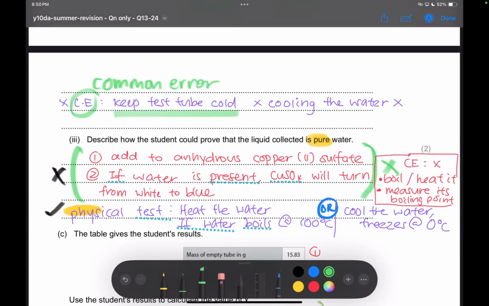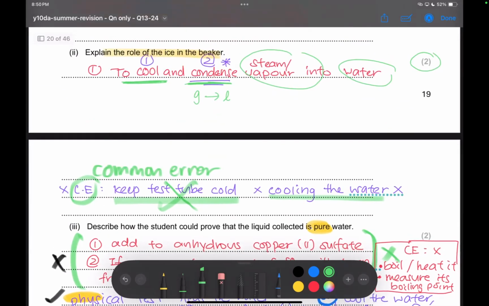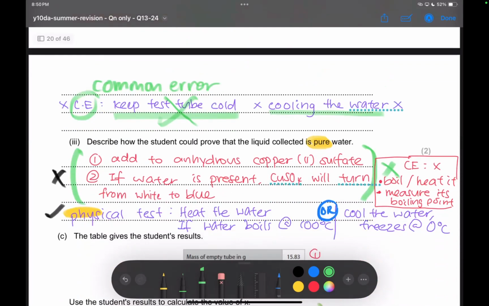The wrong concept here is to keep the test tube cold. Why is there a need to keep the test tube cold here? Okay, you need to think about the bigger reason. If you're just talking about cooling the water, it is not enough, because the scientific concept of condensation is not being brought up here. So this might only get you 1 mark, but not a full mark.